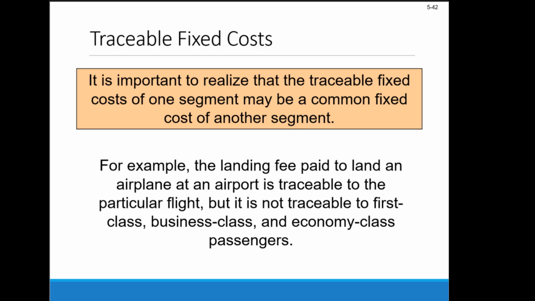In that flight example, we can't trace the landing fee to first class, to business class, to passenger X, passenger Y, anything like that. It doesn't mean that firms don't ever allocate costs to different types of customers or types of products or whatever. It just means that it's not traceable. You can't attribute it solely to that particular type of customer in this case.